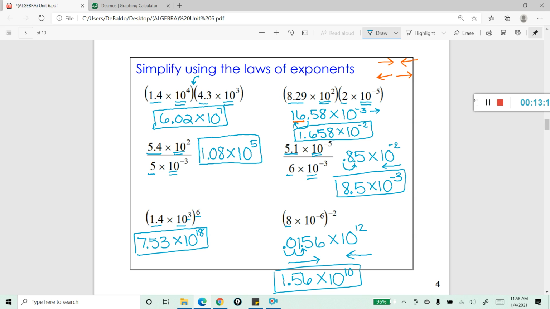So that's how we apply the laws of exponents to scientific notation. That brings us to the end of the lesson today.